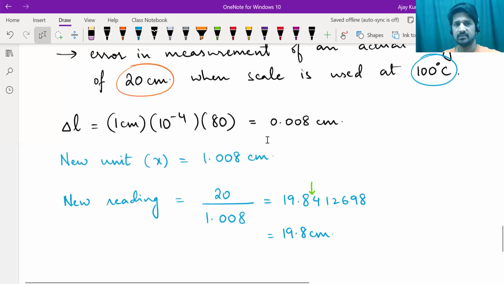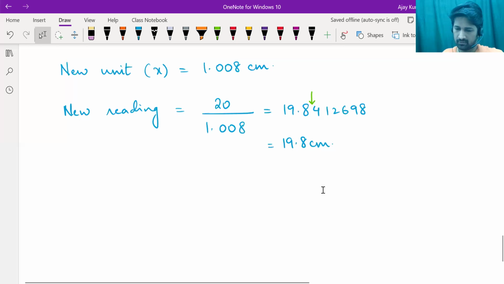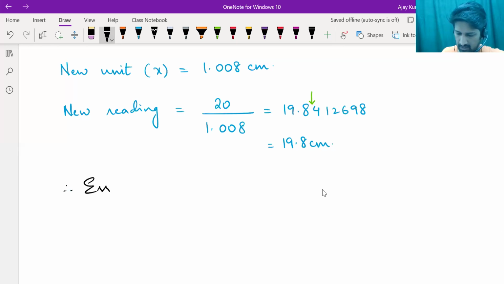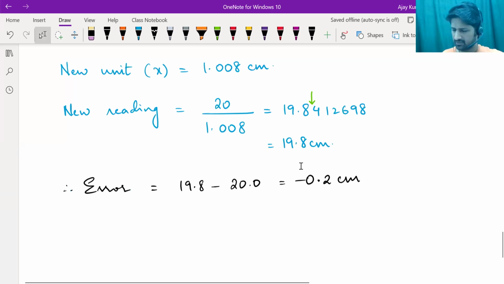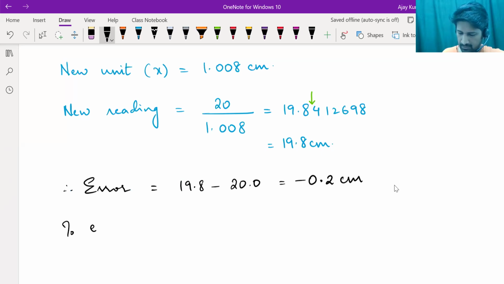What is the original length? 20 centimeters. 20 is being shown as 19.8, after rounding off. Therefore, the error is measured value minus the true value. That becomes minus 0.2 centimeters. Vanilla, your answer is fine. If you round it off, I think you will arrive at this answer. You can even calculate percentage error in measurement. Percentage error is absolute error 0.2 divided by the original length into 100. That will be 1%.